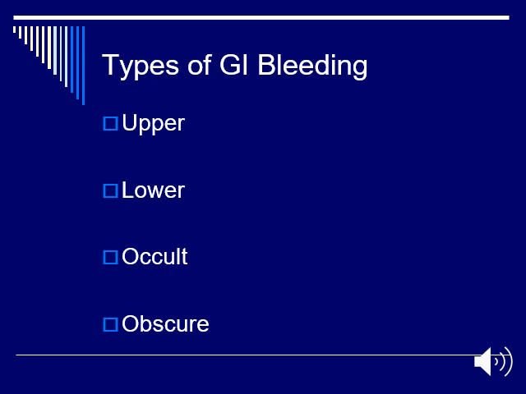We have the types of GI bleeding: upper, lower, or occult or obscure. Upper and lower mean above the ligament of Treitz or distal to the ligament of Treitz, which is the junction between the duodenum and jejunum. Occult means it may be iron deficiency anemia or occult positive stool. Obscure could be occult or it could be plain overt bleeding that we cannot know whether it is upper or lower.